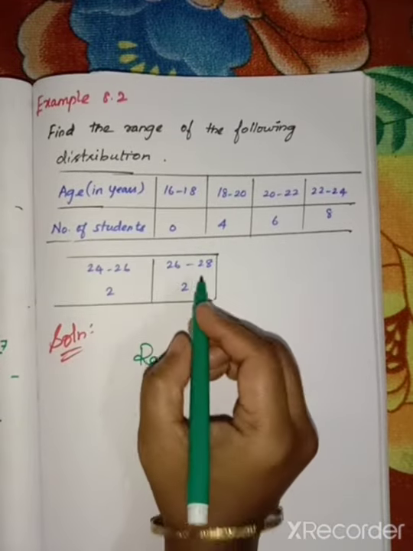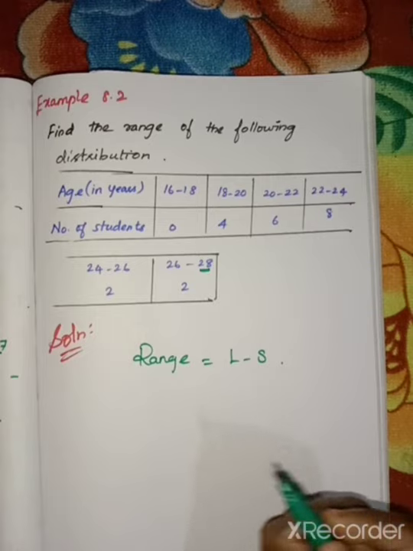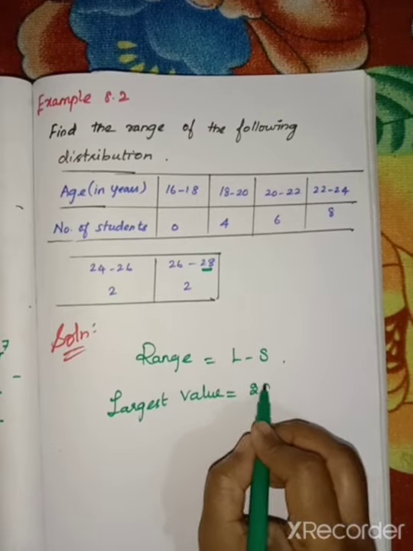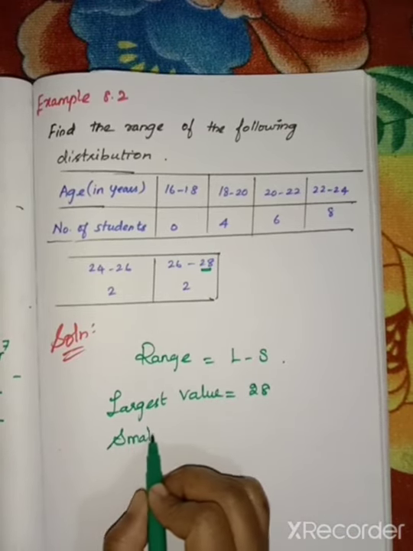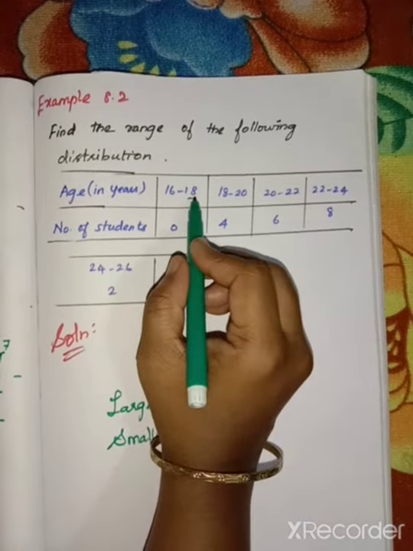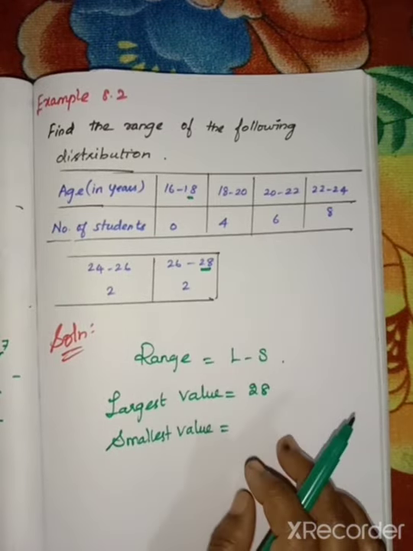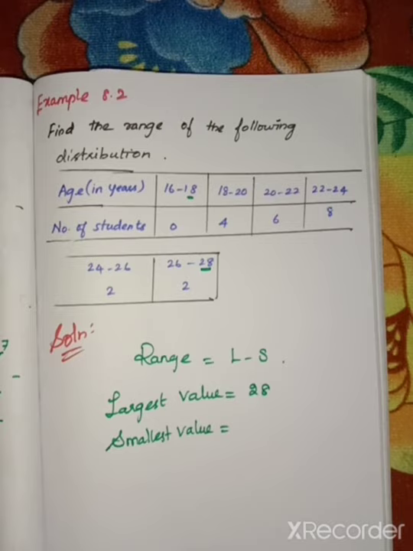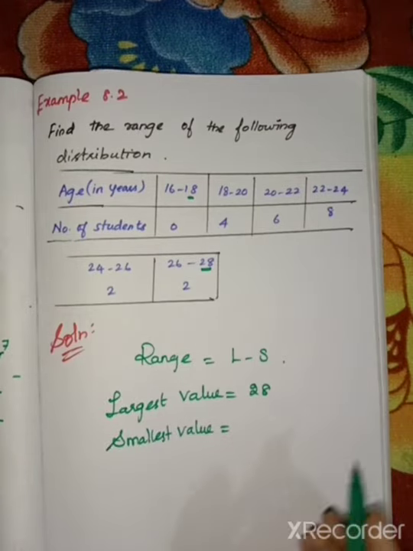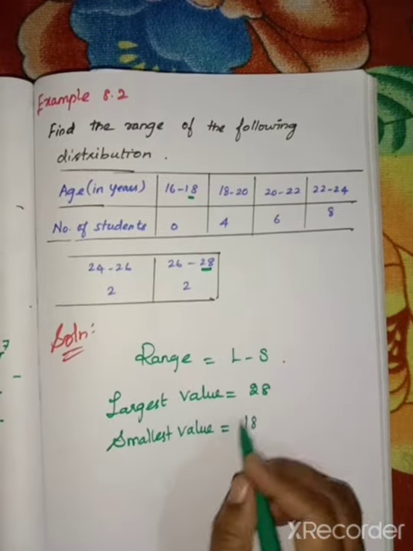Here the last one is the highest value, so the largest value equals 28. Which one is considered the smallest value for grouped data? Here we have to consider 18 alone. Don't consider 16, because for the grouped data, the second number in the first group alone is considered the lesser one. Always the last is the greatest one, and this is the lesser one. So here the smallest value is 18, from the first column.